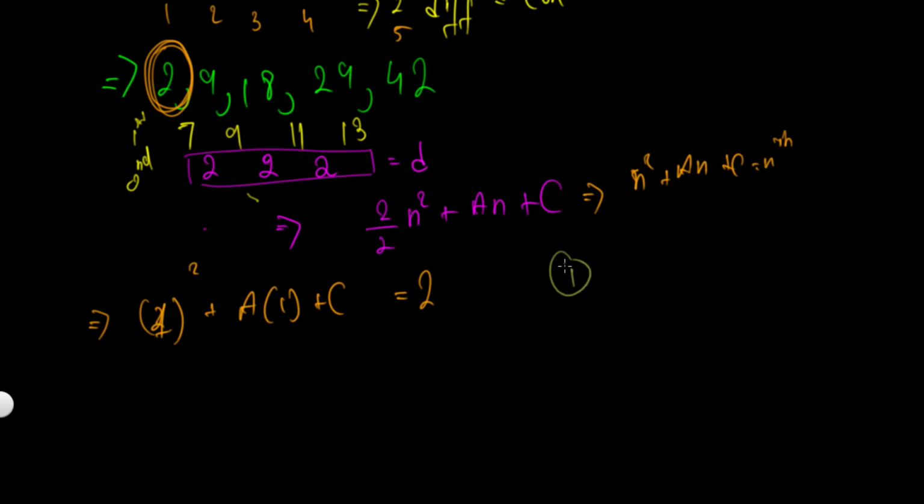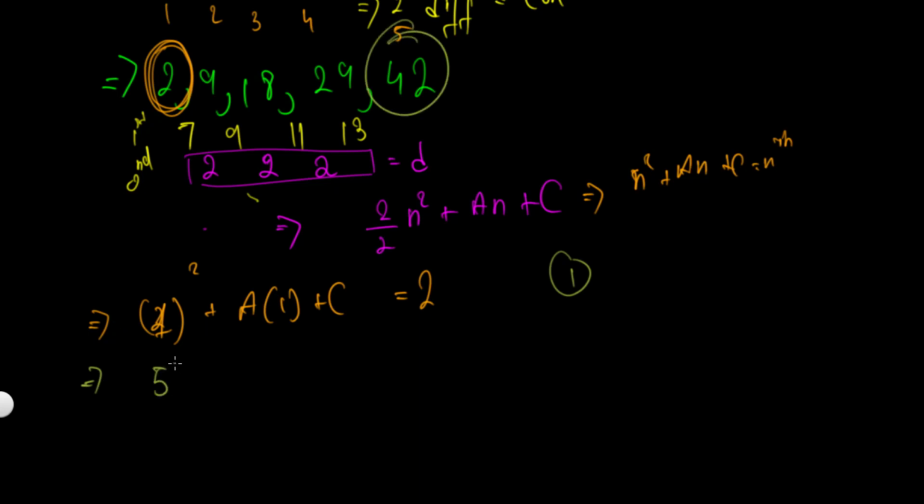Either you can do it with the first term and second term, third and fourth, or third and second. It doesn't really matter. As long as there are two equations and two variables, you will get the exact same answer. The second equation we can set up using, let's say, the fifth term.